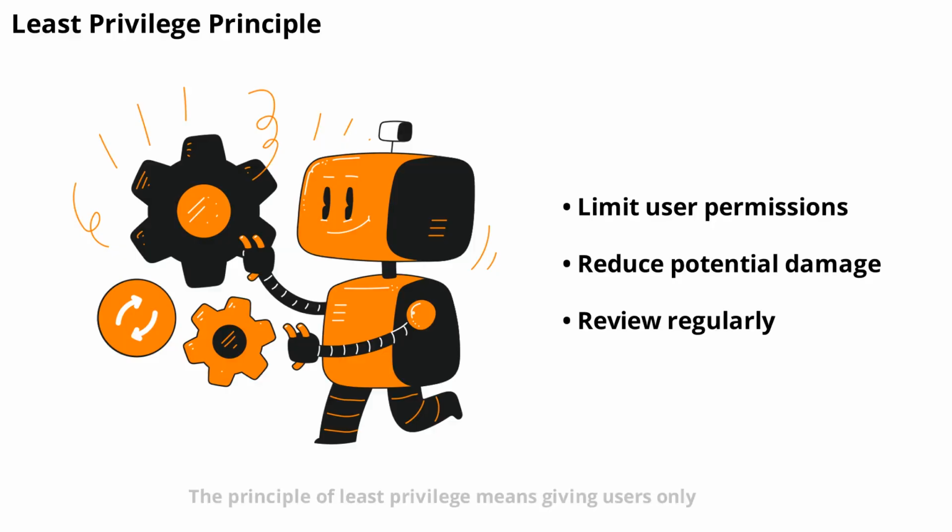The principle of least privilege means giving users only the access they need to do their jobs, nothing more. This limits the potential damage if an account is compromised.